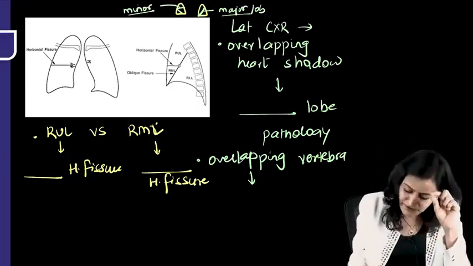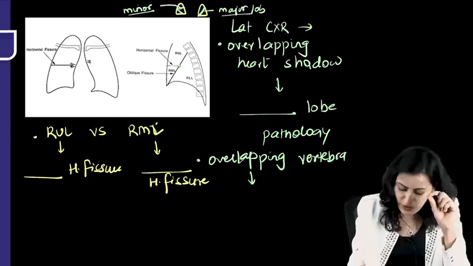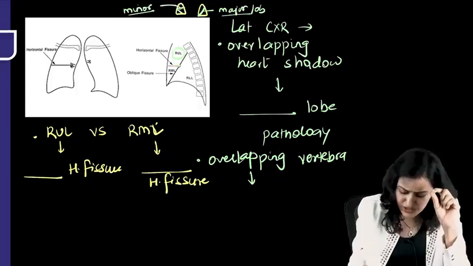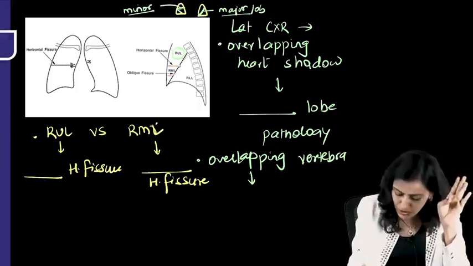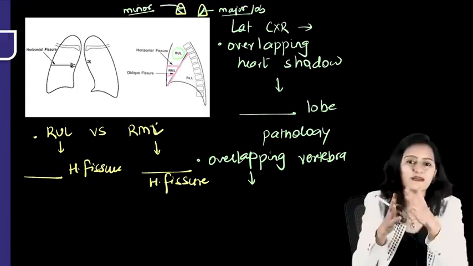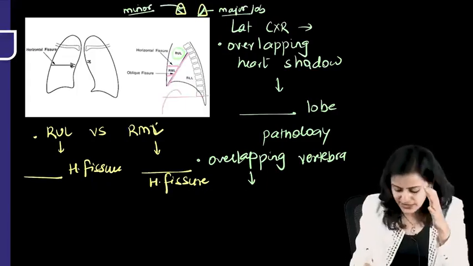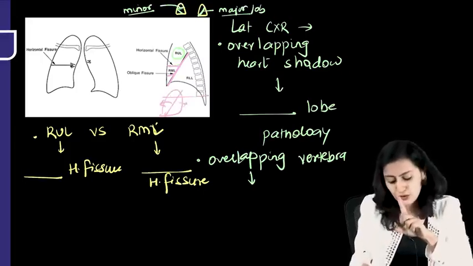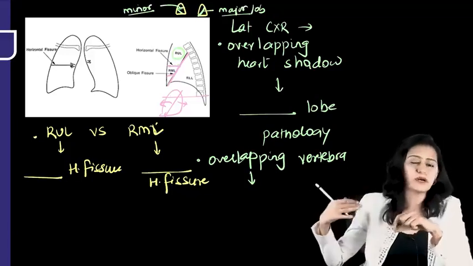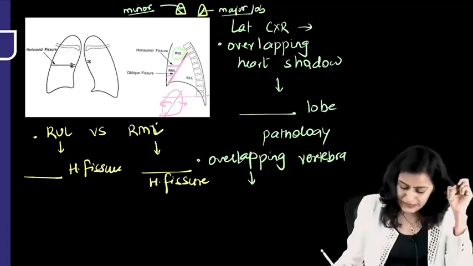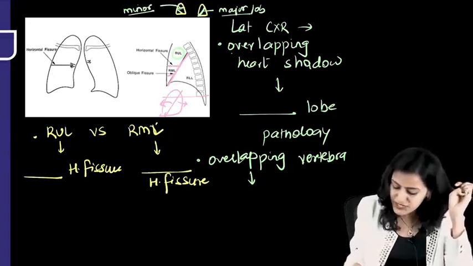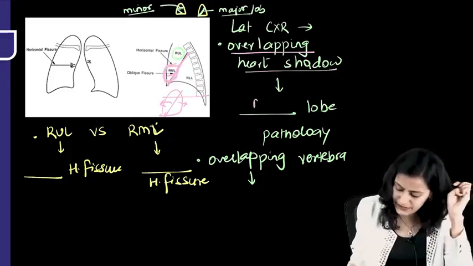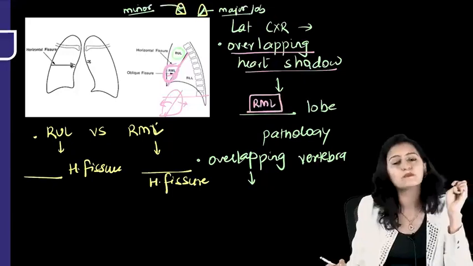Above this horizontal fissure, the lobe of the lung that you are seeing is the upper lobe. Below the horizontal fissure, we have the right middle lobe. Both of these are present anterior to the oblique fissure. If you have a look at the lateral chest X-ray, in front of the oblique fissure are the upper and middle lobes; behind it is the lower lobe. So the posterior part is predominantly the lower lobe, right? In a lateral chest X-ray, if you see an opacity which is overlapping the heart shadow, then it means it is right middle lobe pathology.